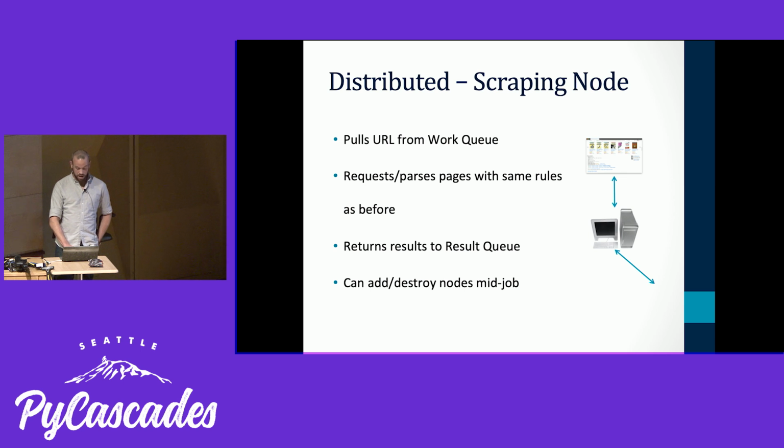The great part of this, I found, is that you can actually start adding and destroying nodes midway through your progress. Adding a new node is no issue. You spin up a new node, however you choose to, and it will start pulling from the work queue. And if something goes wrong with it and you need to destroy it, because of the queue mechanisms you can just destroy the node, and the rest of the nodes will keep working. So this will start giving us a lot more flexibility within our scraping jobs.